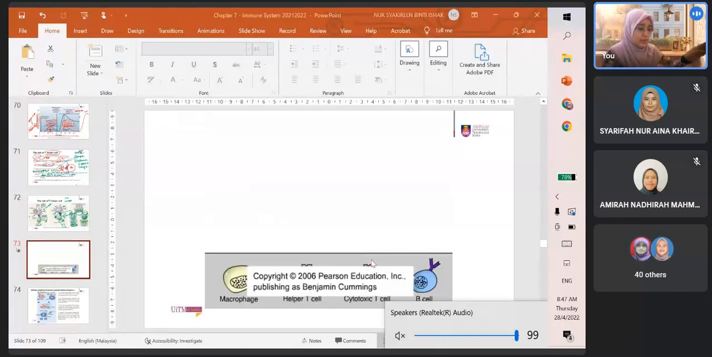Just type humoral immune response or cell-mediated immune response, adalah dia punya animation that you can go and find.